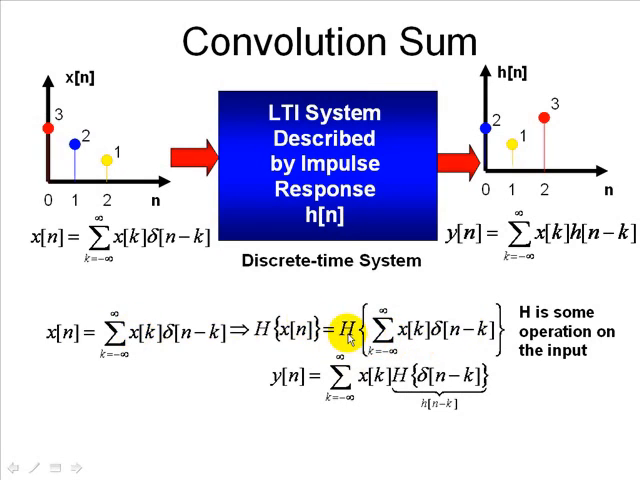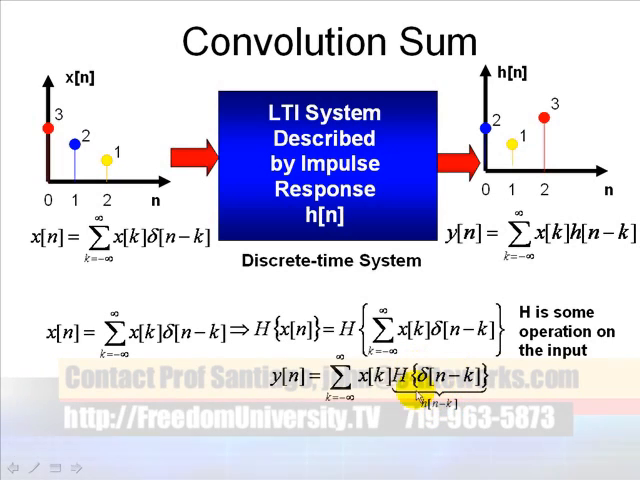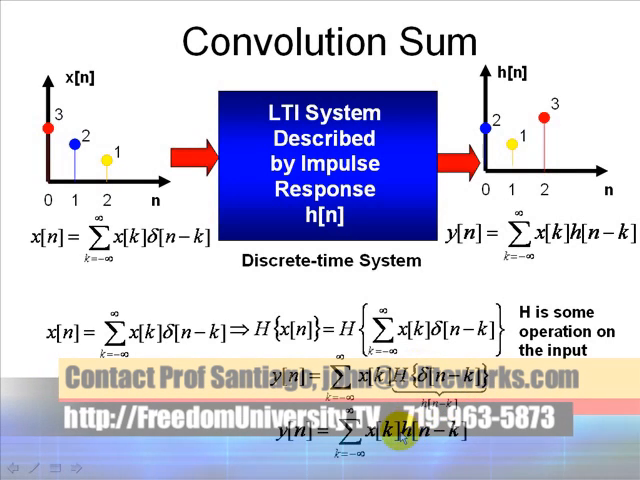We note that because of linearity, we can shift this operator inside the summation and put it around the impulse. But we know what this response is. It turns out to be h of n minus k. That's a result of this impulse being shifted, and we get a corresponding impulse response that's shifted. Substituting this expression, we arrive at the following equation, known as the convolution sum.